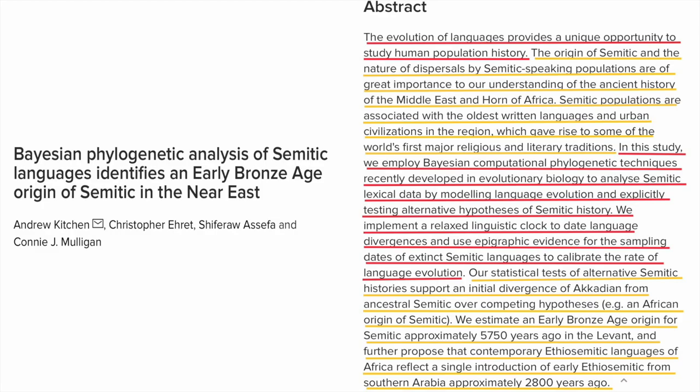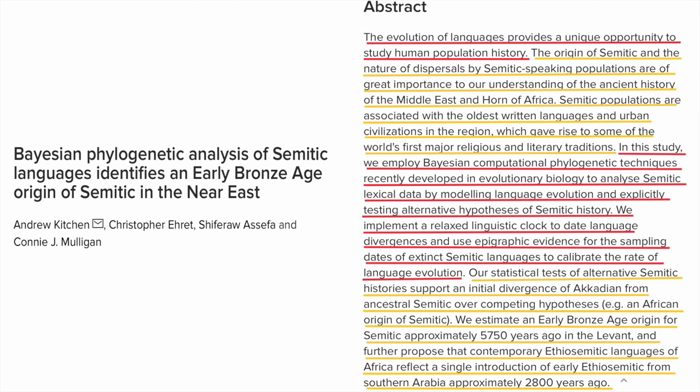The best paper that can answer this question is titled Bayesian Phylogenetic Analysis of Semitic Languages Identifies an Early Bronze Age Origin of Semitic in the Near East, and it reads, "The evolution of languages provides a unique opportunity to study human population history. The origin of Semitic and the nature of dispersals by Semitic-speaking populations are of great importance to our understanding of the ancient history of the Middle East and the Horn of Africa.